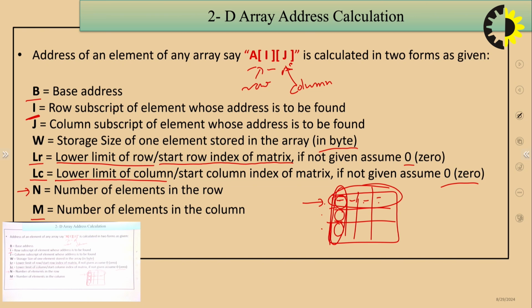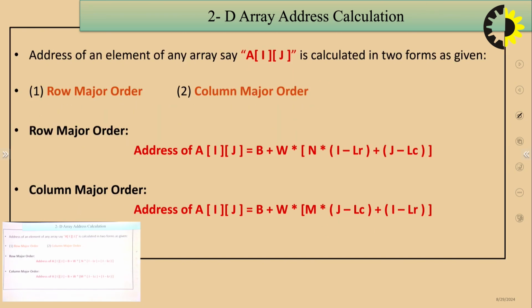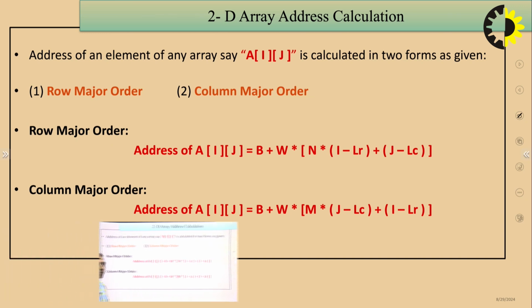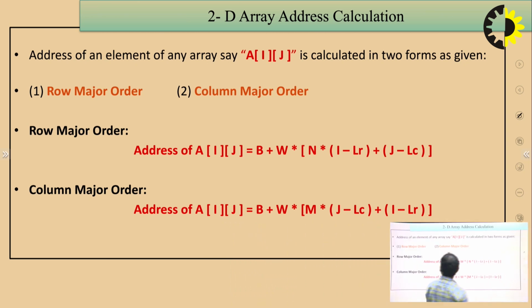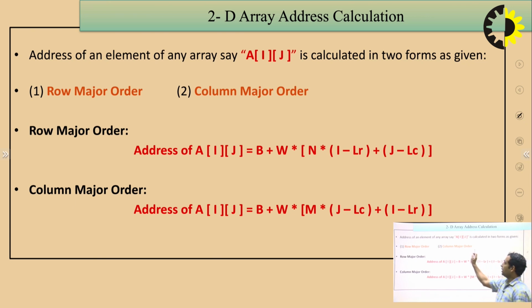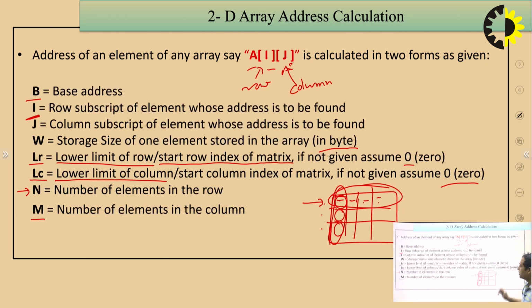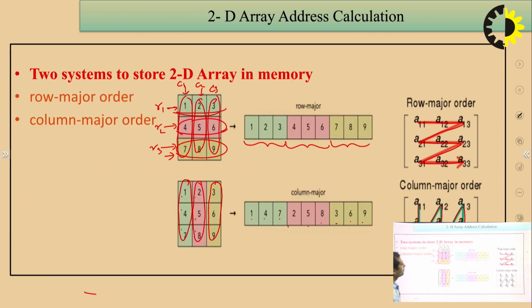Now, how to calculate the address? There are two representations, row major and column major. So we can calculate the row major and column major order. For row major, how to calculate the address? Just leave the formula for some time, just see here. In this slide, this is the row major.